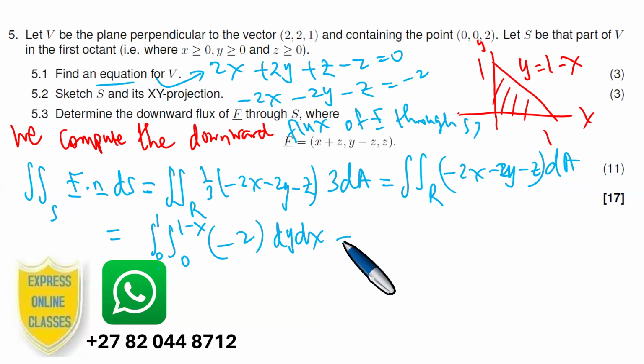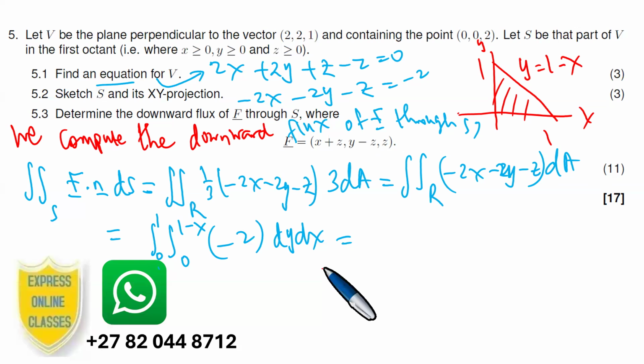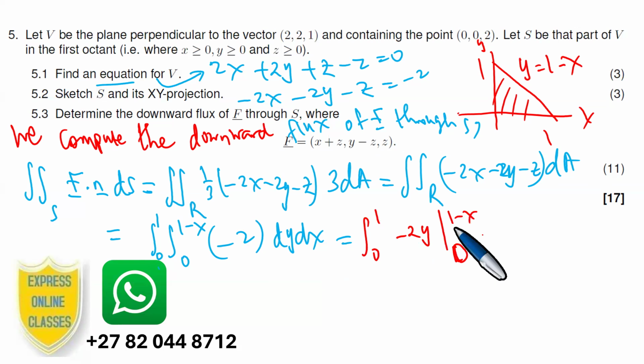Now let us do some integration here. It means the integral from 0 to 1, but the integral of minus 2 is going to become minus 2y, from 0 to 1 minus x, dx.